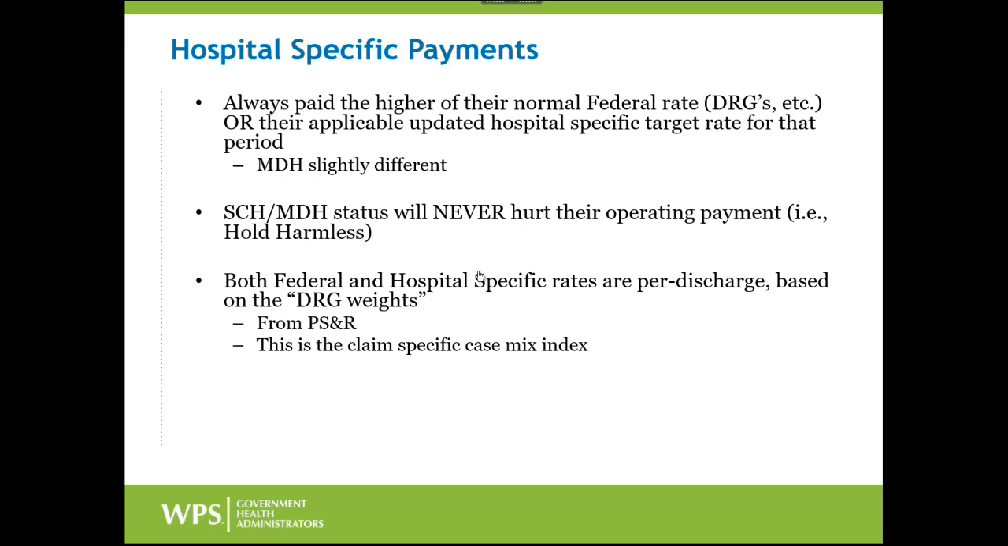So as we talked about in the other video, both federal and hospital-specific rates are per discharge, and they're based on something known as the DRG weight from the PSNR. We'll see where that comes into play in this next slide. But as we talked about in the other video, this is a claim-specific case mix index for that one discharge.